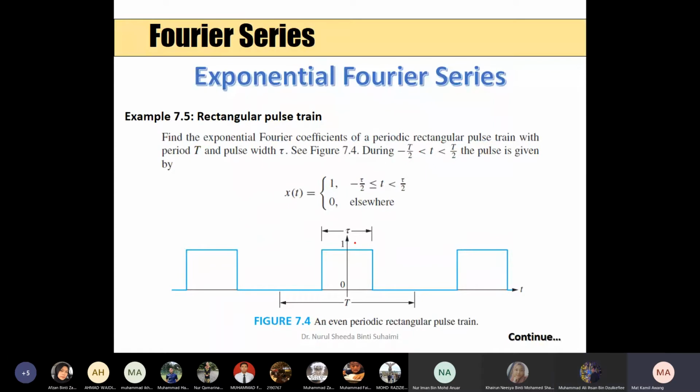So we have a rectangular pulse train. Find the exponential Fourier coefficient of a periodic rectangular pulse train with period T and pulse width of tau, as shown below. The previous example had V naught equal to 1. So from minus tau over 2 up to tau over 2. Basically this is minus tau over 2 here, and this is tau over 2. So now you have to find the exponential Fourier series for this function.